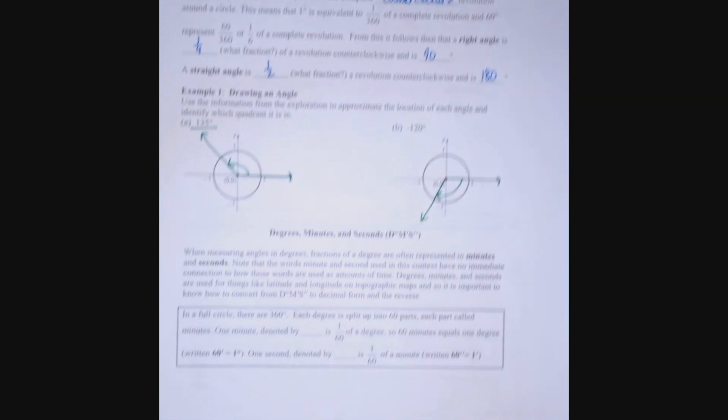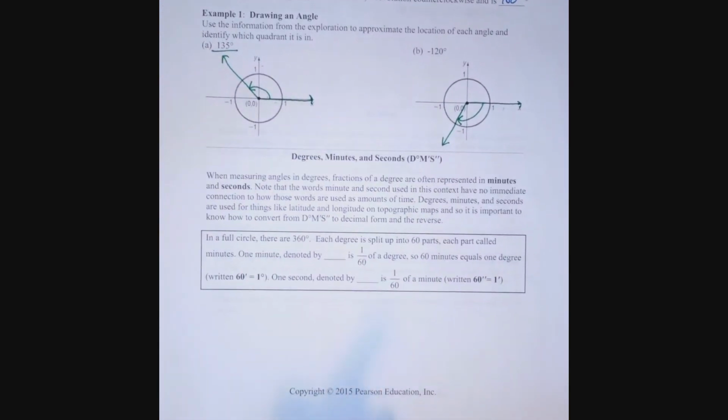Okay. Now, when you have talked about measuring angles in the past, you've probably stopped at the idea of measuring angles in degrees, but you can get more specific. Fractions of a degree are represented in minutes and seconds. Now, those words minute and second used in this context don't really talk about time. Degrees, minutes, and seconds are used for things like latitude and longitude. So if you've ever done anything with GPS coordinates, you've probably seen measurements like this.